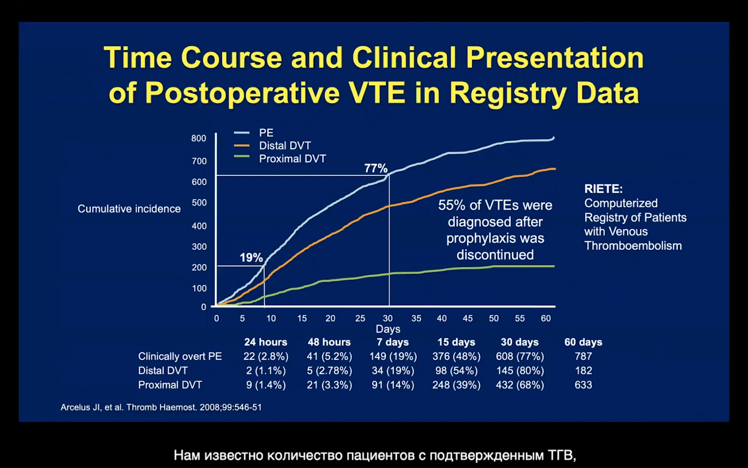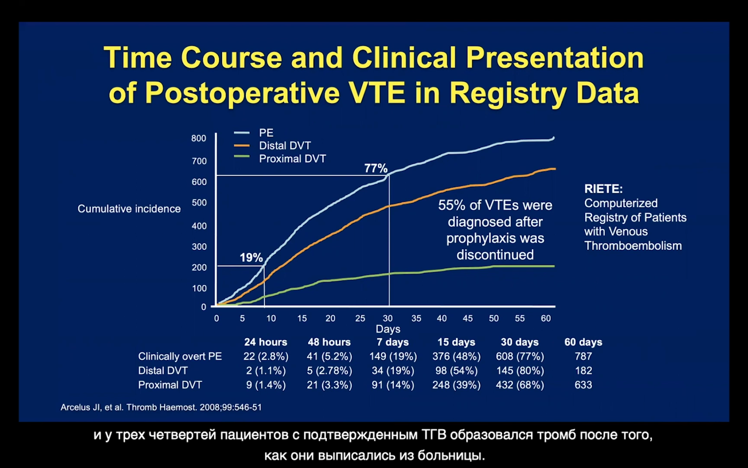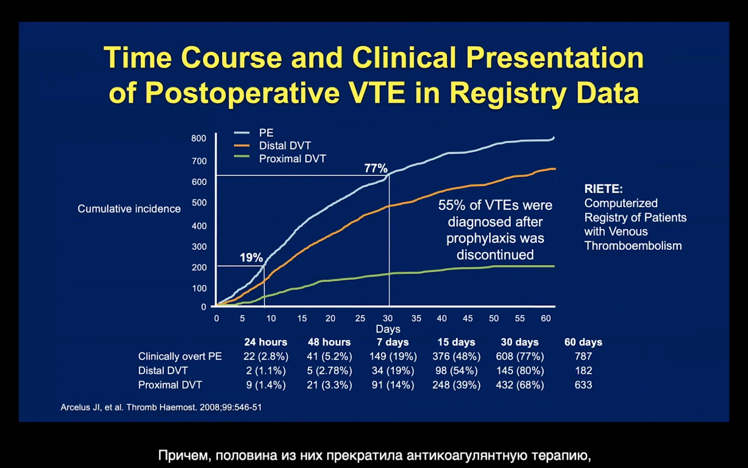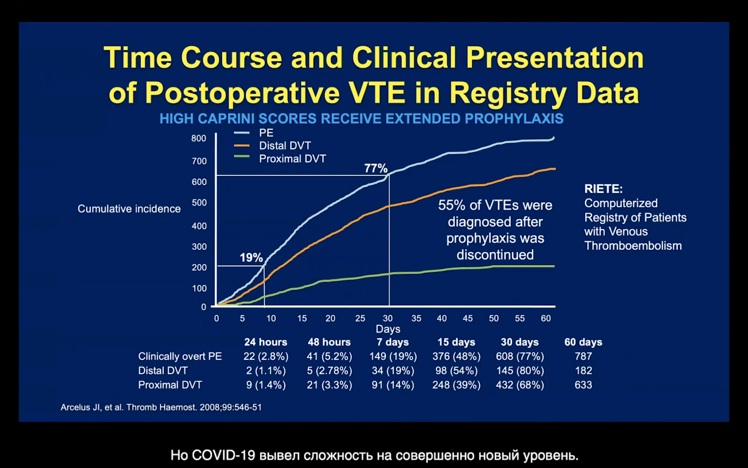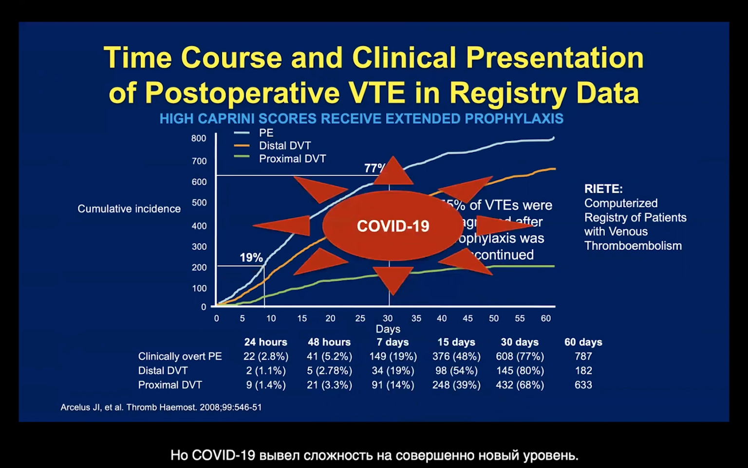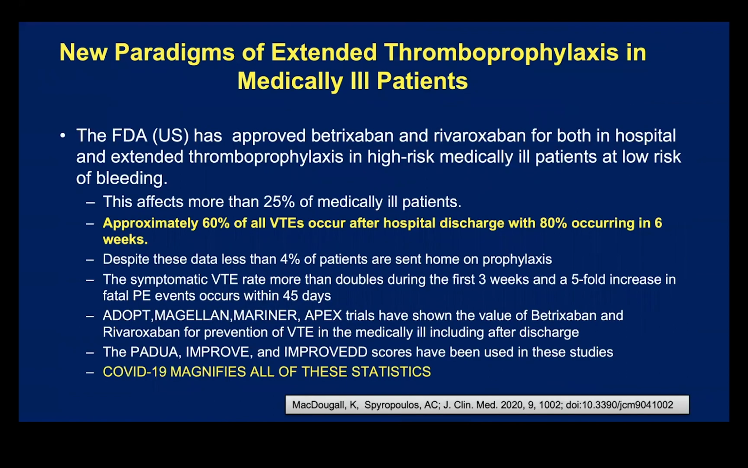Now let's turn to post-discharge prophylaxis. We know from the beautiful RIETE database, a database of patients with proven DVT, that in patients with proven DVT, 3/4 of them got their clot once they left the hospital, and half of them once anticoagulation was stopped. And we have already established that increased Caprini scores should be used in those patients because of this, when they have high scores. Now, COVID-19 introduces a whole new level of complexity. So these patients are at least as high risk, maybe more at risk because of this infection.